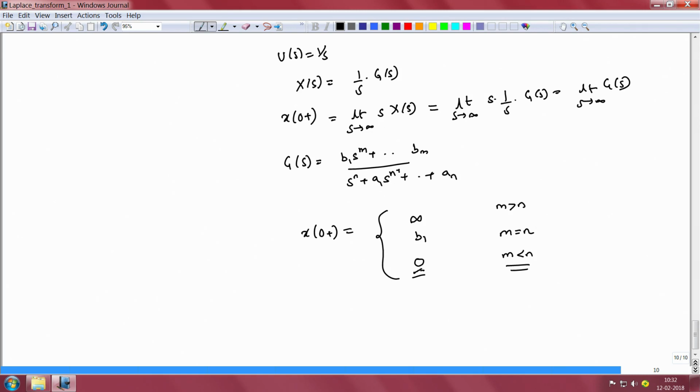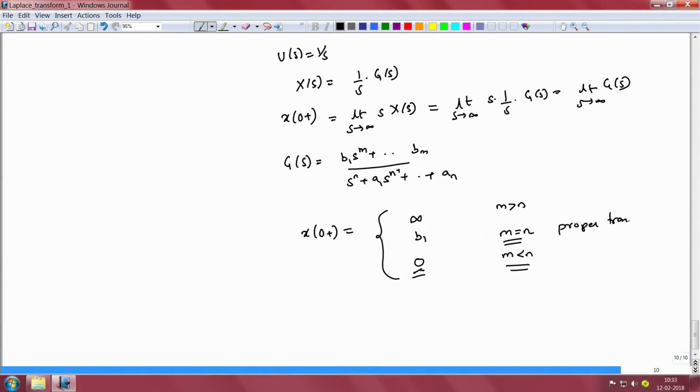However, there are occasions in which the time scale in which we expect our system to respond is much larger than the actual time that the system takes to respond, in which case we can model such a system approximately as one where m is equal to n. In other words, the response of the system is almost instantaneous in comparison with the time scale in which we expect it to respond. So, transfer functions where m is equal to n are called proper transfer functions, and transfer functions where m is less than n are called strictly proper transfer functions.